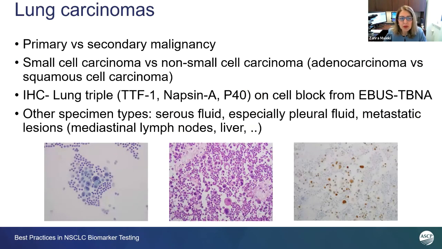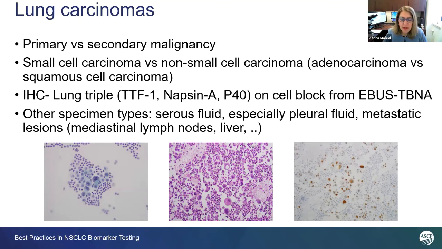So when it comes to lung carcinoma, it's very important to differentiate between a primary lung carcinoma versus secondary malignancy. And also, if it's lung carcinoma, is it a small cell carcinoma versus non-small cell carcinoma? So one of the things that is routinely used at our institution is actually a lung triple, which is a cocktail of TTF1, napsin A, and P40, which we actually do on cell blocks from these EBUS-TBNA specimens that we receive.